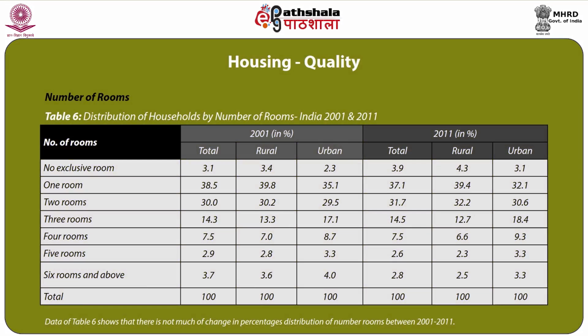Now we'll look at housing quality. The second characteristic, number of rooms. Table number 6, distribution of households by number of rooms 2001 and 2011. Under this, the various categories are no exclusive room, 1 room, 2 rooms, 3 rooms, 4 rooms, 5 rooms and 6 rooms and above.